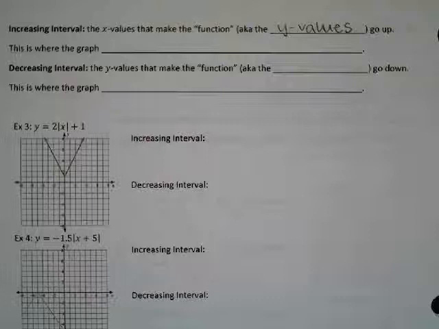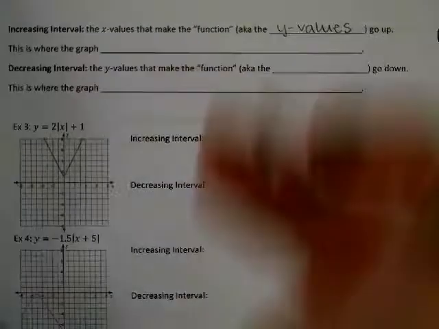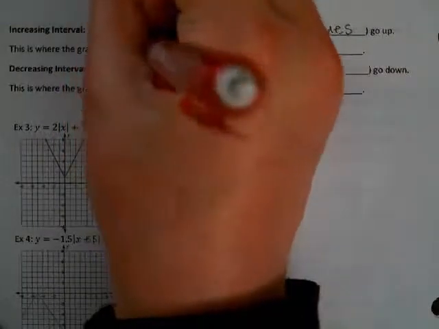So these are the x values that make the function go up. So this is where the graph slants up to the right.